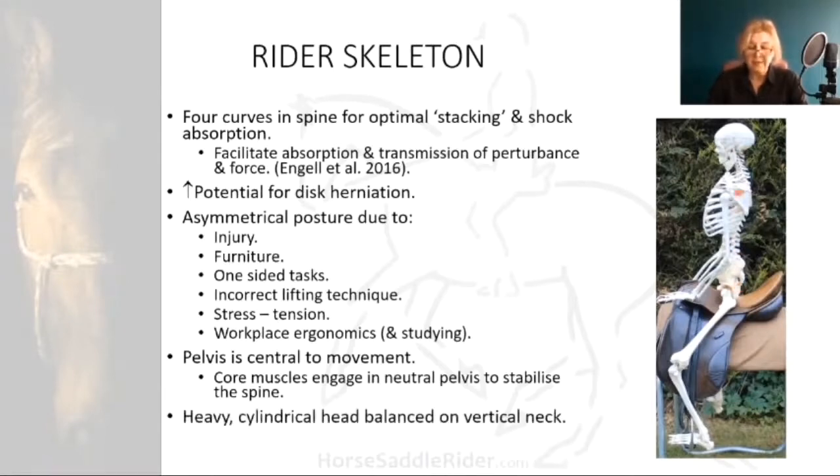And you've got a heavy cylindrical head balanced on a vertical neck. So there's a lot of movement up there with the head and the neck. And given that the head is about the same weight as a bowling ball, that's a lot of weight to have balanced on the column of the neck. So that can affect the symmetry of the load going down through the upper body and into the seat bones in equitation.